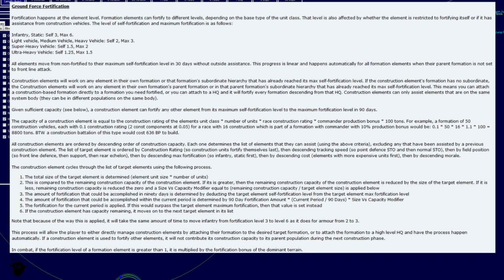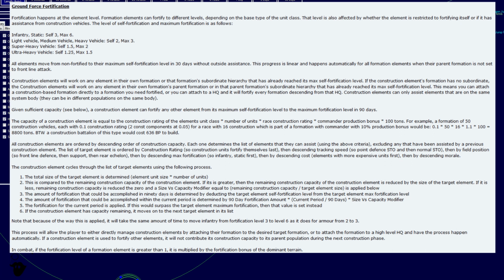If the construction element's formation has no subordinate, the construction elements will work on any element in their own formation's parent formation or in that parent formation's subordinate hierarchy that has already reached its max self-fortification level. This means you can attach a construction-based formation directly to a formation you need fortified, or you can attach to a HQ and it will fortify every formation descending from that HQ. Construction elements can only assist elements that are on the same system body.